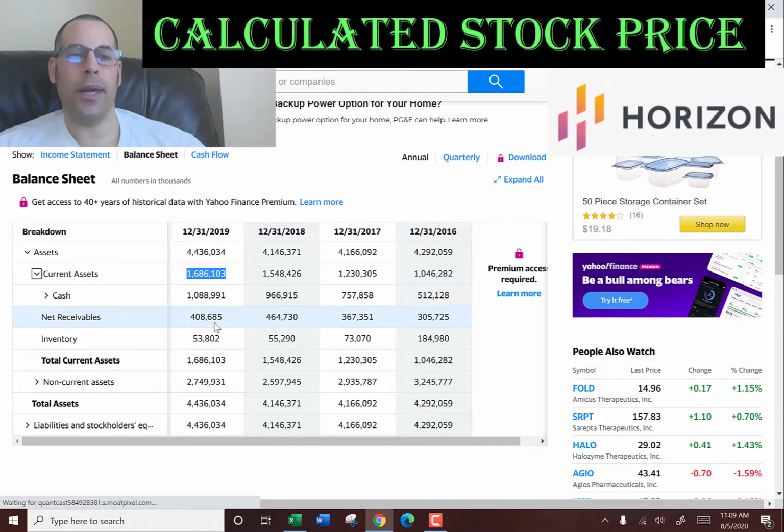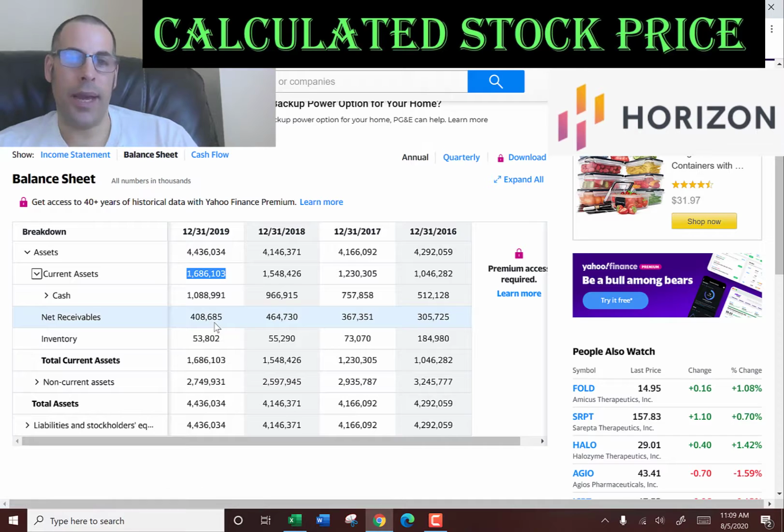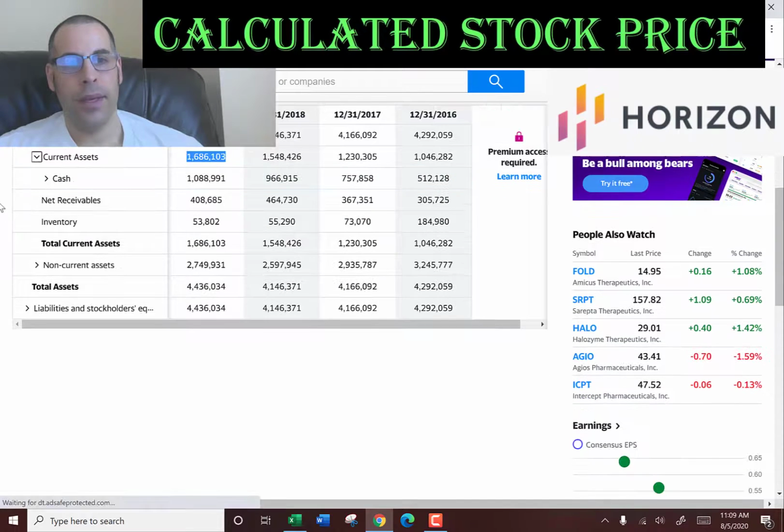Net receivables are accounts receivables minus the accounts receivables the company does not expect to receive. So net receivables is more of an accurate depiction of their receivables. And they have $53 million of inventory.